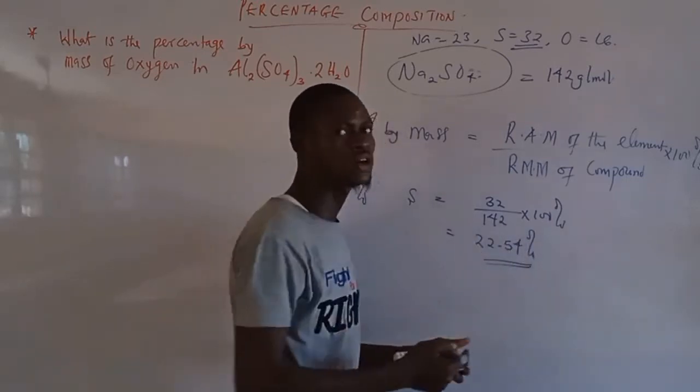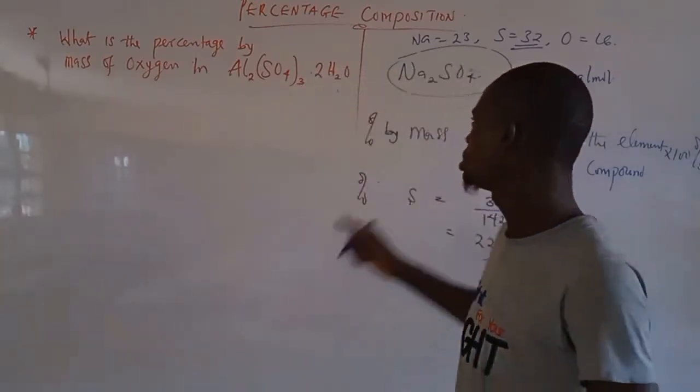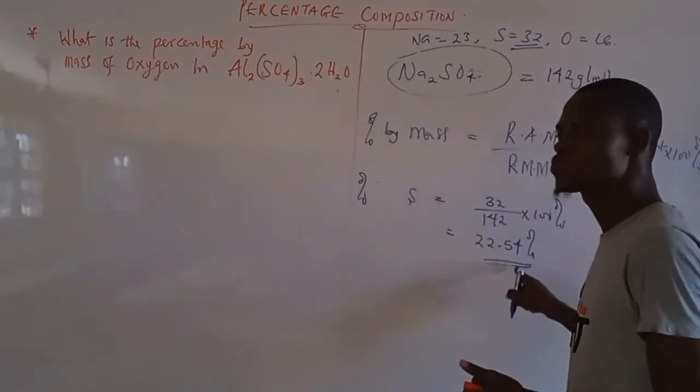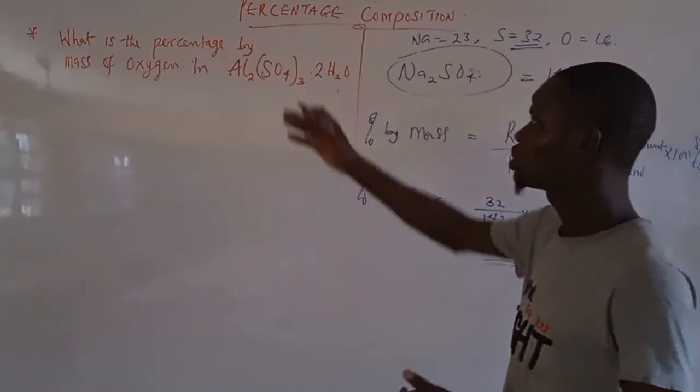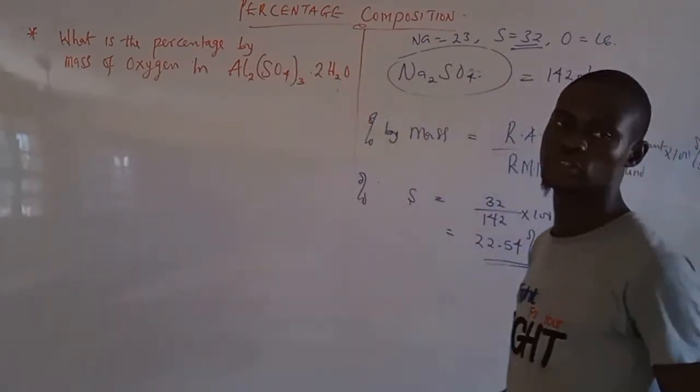So the percentage of sulfur that is found in this compound is 22.54%. Now let's take a look at the question that is asked. How do we solve this question?